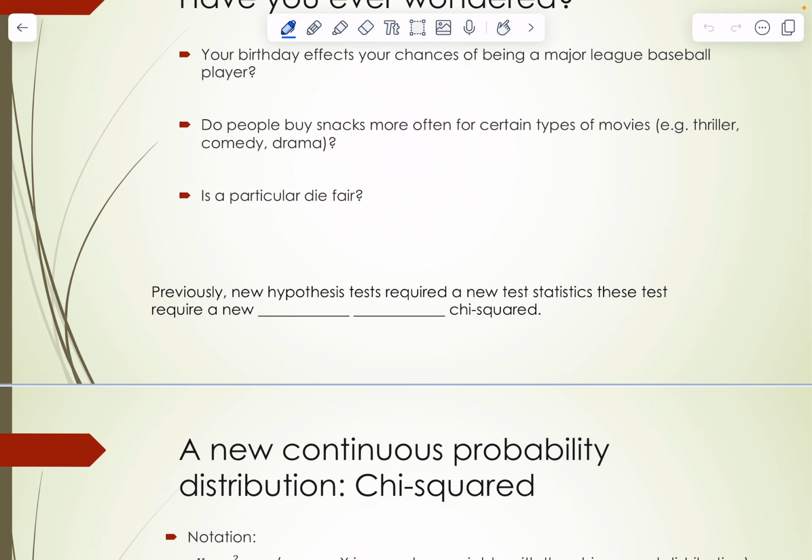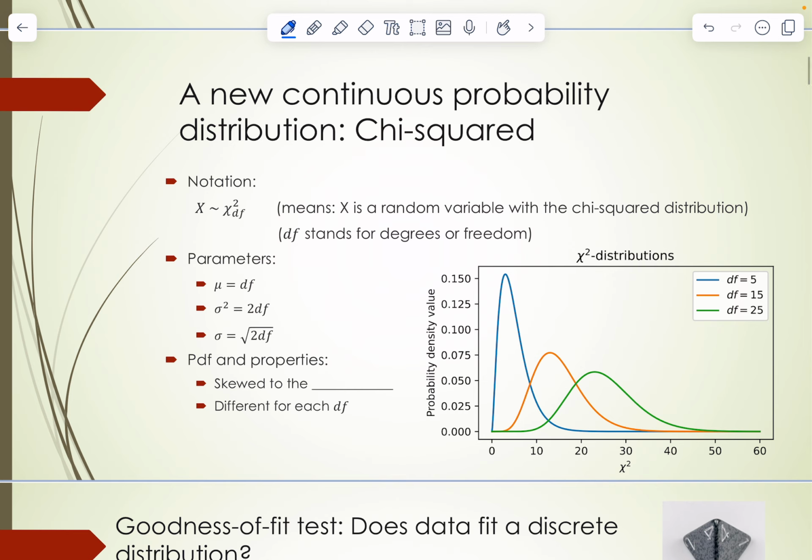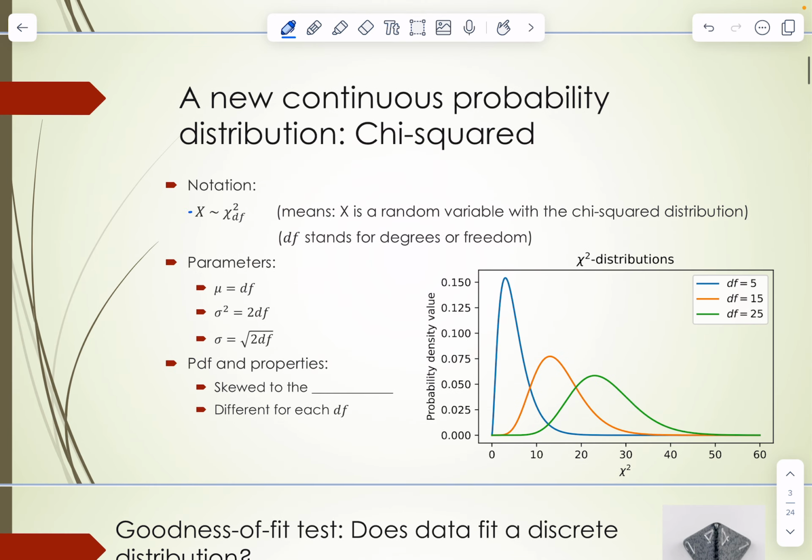These tests require a new probability distribution. This is called the chi-squared distribution. All right, so this is familiar from what we've seen in class. A new continuous probability distribution, chi-squared. The notation is chi-squared; I should have updated this. Chi-squared is distributed, that's what the tilde means, as chi-squared with the parameter of df.